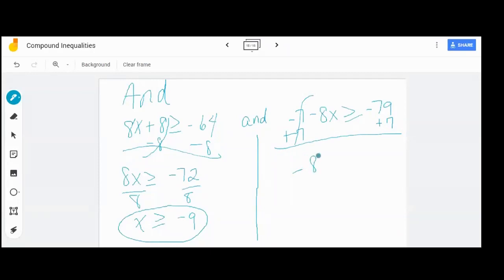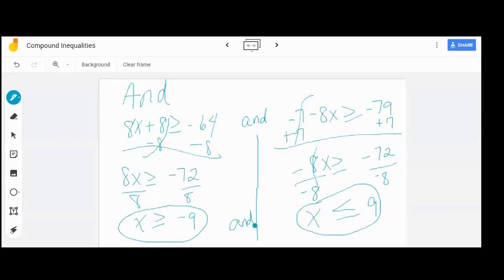7's cancel, we get negative 8x is greater than or equal to negative 72. And this time we're going to divide by a negative 8. So we will be changing the direction of the sign this time. x is less than or equal to positive 9. Okay, so now that we've solved them both independently, we think the answer is x is greater than or equal to negative 9, and, like you're bringing down that word, and x is less than or equal to 9.